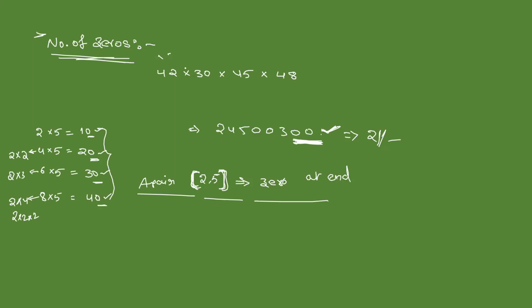For example, what is the question which we have given? 42 into 30 into 45 into 48. This is the question, right? So we will try to split these numbers into 2s and 5s for the time being. If I do prime factorization, how can I write 42? 2 into 3 into 7. 2 3s are 6, 6 7s are 42.